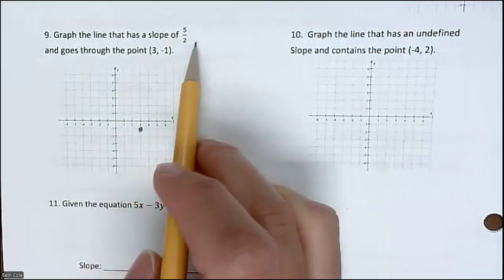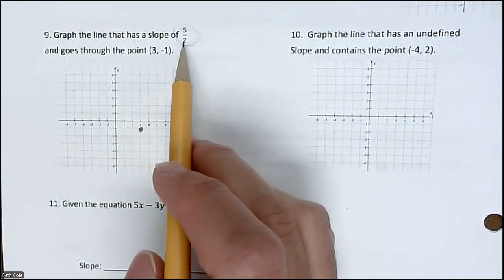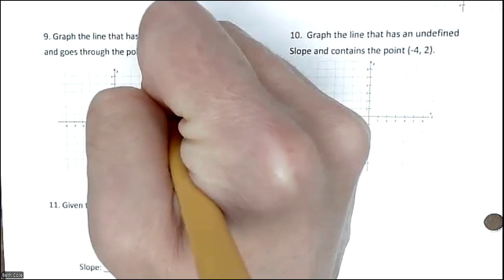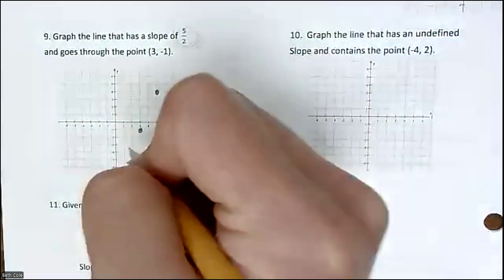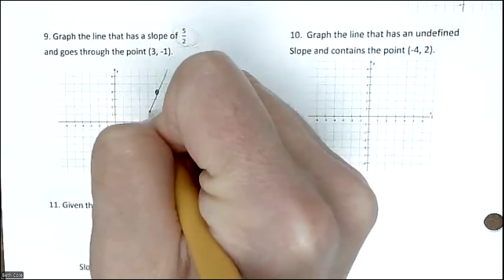Now using words like up, down, left, and right, what is this telling us to do? Up 5, over 2. All right. 1, 2, 3, 4, 5. 1, 2. Up 5 over 2. And then connect the dots.